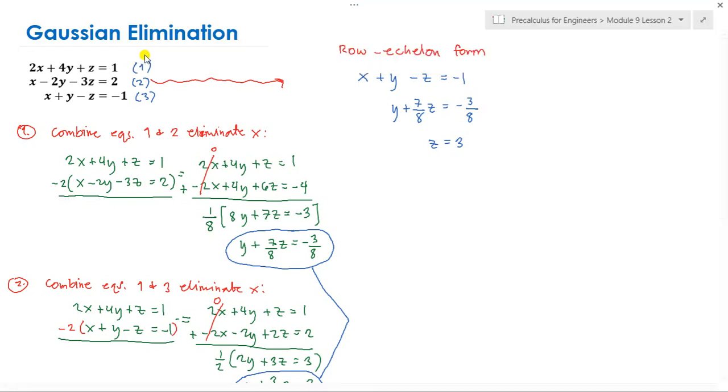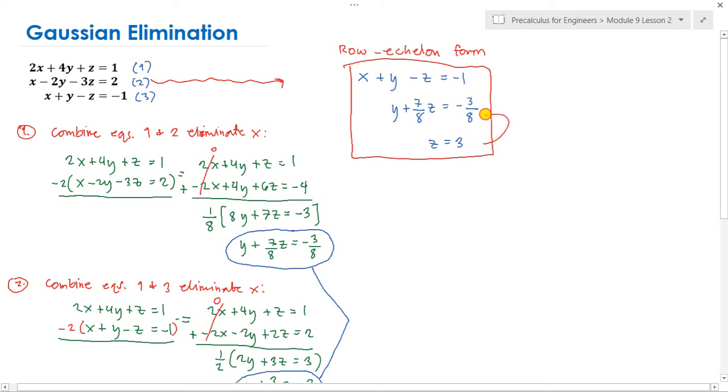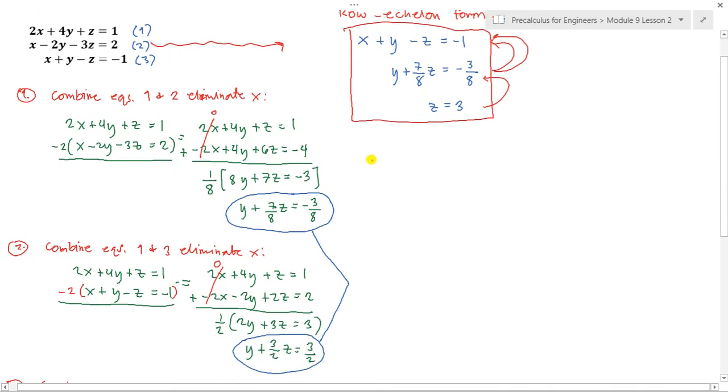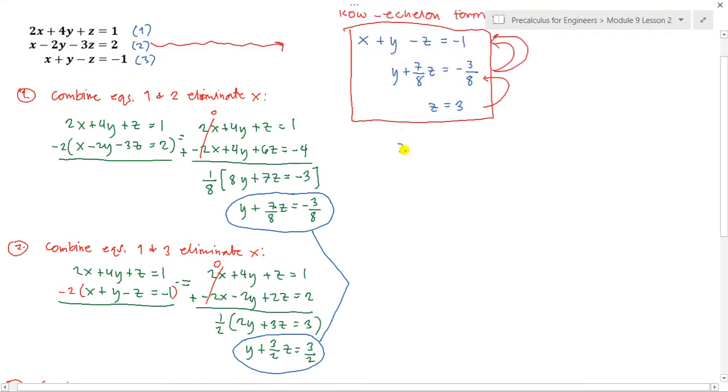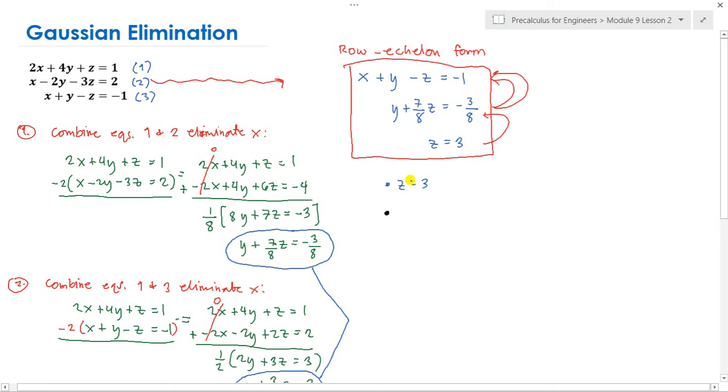So this is now our system of equations in row echelon form. By having this, we can do back substitution to solve for the remaining values of x and y. We have z equal to 3. Then let's solve for y, using the second equation in our row echelon form: y plus 7 over 8z is equal to negative 3/8.